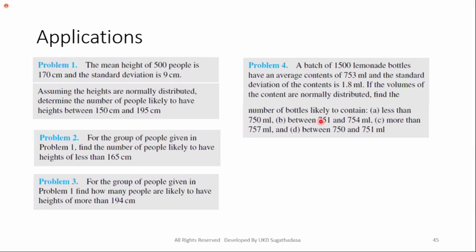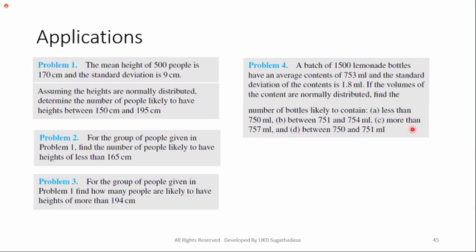Actually the bottle content should be 750, no? 750, but half of the bottles have that particular range. So like that, you will be able to calculate, I think, more than 757. More than 757, you can again calculate. X greater than 757, the third part. That is the serious problem.